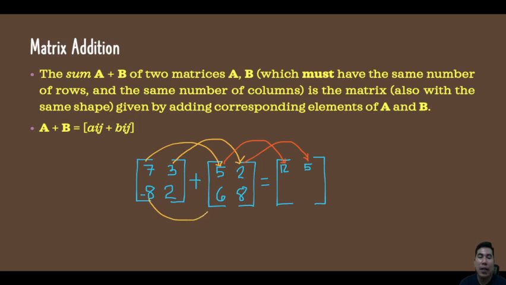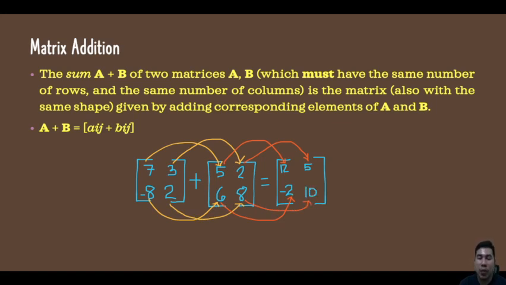And then we have here negative 8 and 6, which is the second row now. So negative 8 plus positive 6 is negative 2. And then we'll have the last elements, 2 and 8. So 2 plus 8 will yield 10.